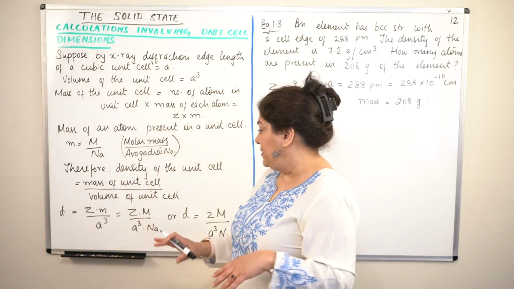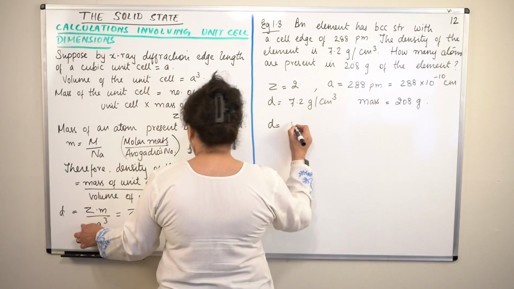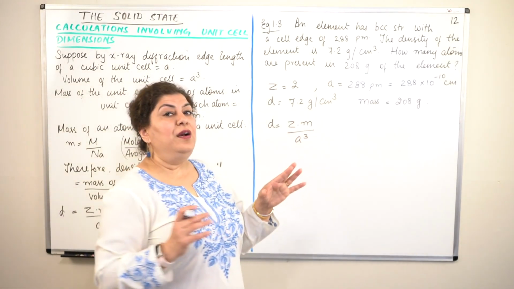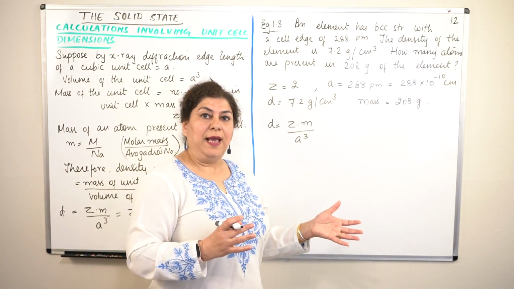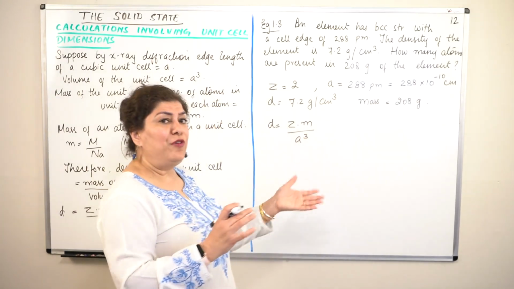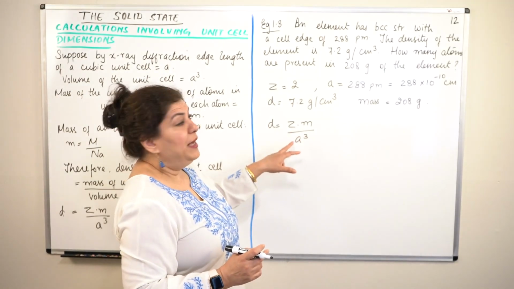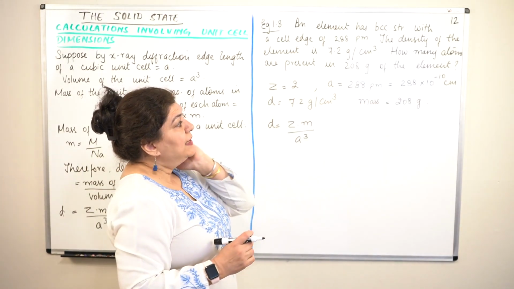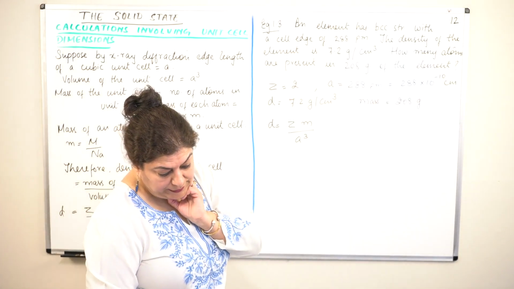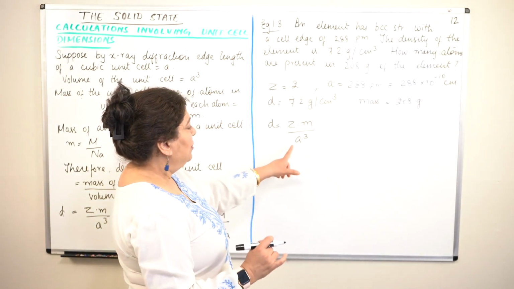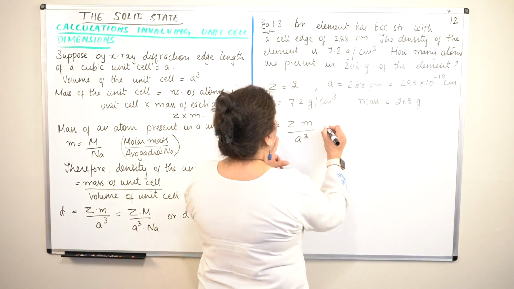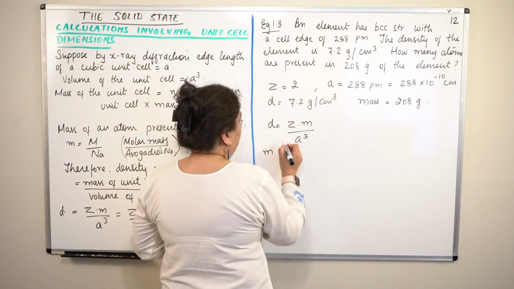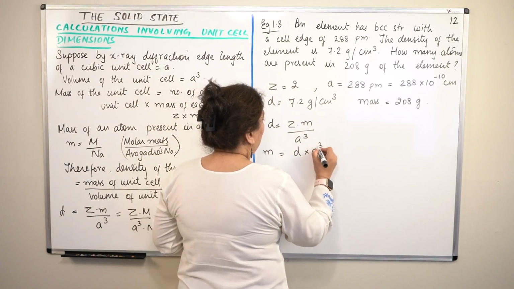So according to what I understand, the relationship that I have is that density is equal to Zm upon A cube, right? Here I'm not concerned about the molar mass because I do not know the element. Therefore, I just need to find out the mass of one atom, which I can from whatever has been given to me. So Zm upon A cube, where Z I already know is 2, M is to be calculated, A is given to me, which is 288 into 10 to the power minus 10 centimeter. Since density is given to us, I have to calculate M. M would be equal to D into A cube upon Z.